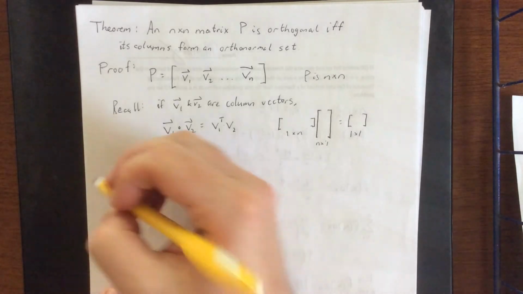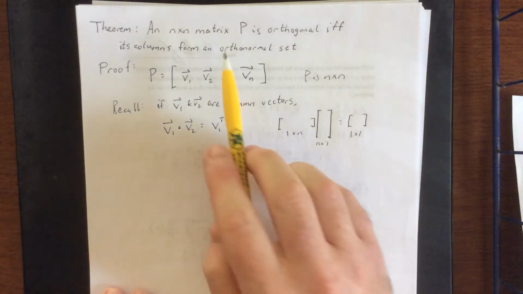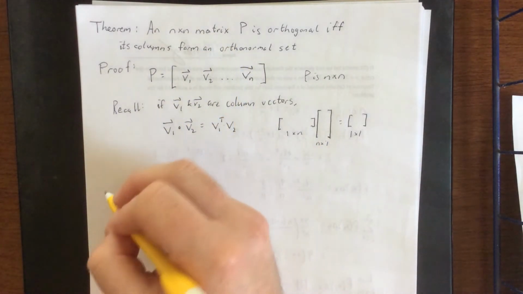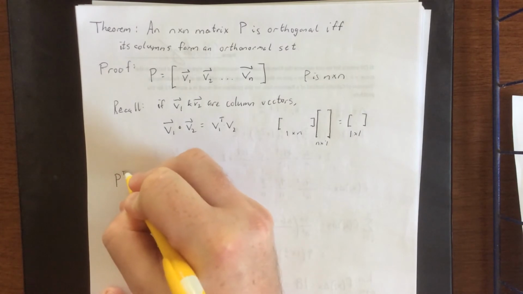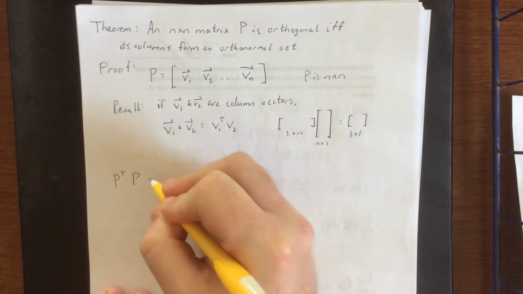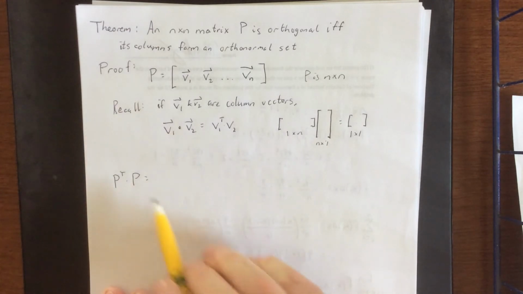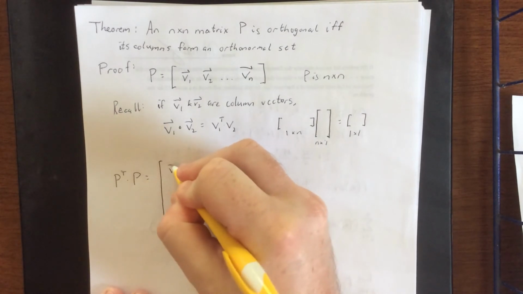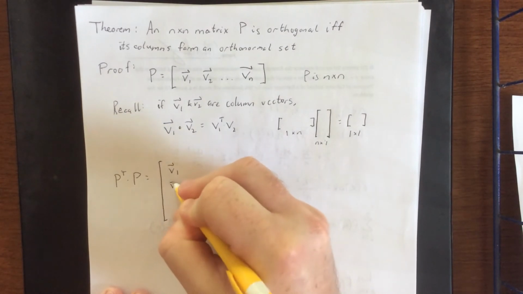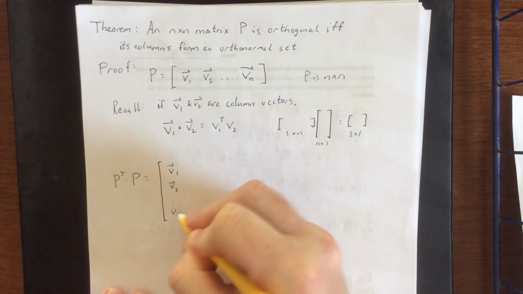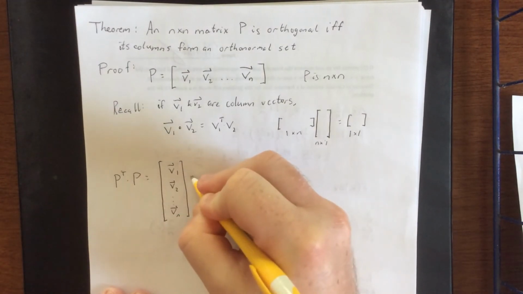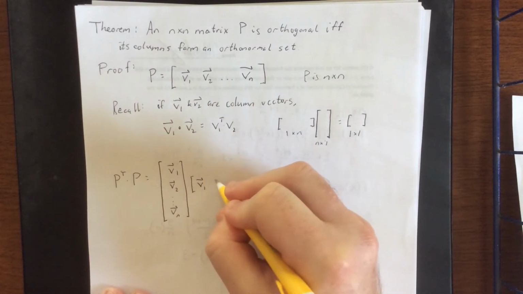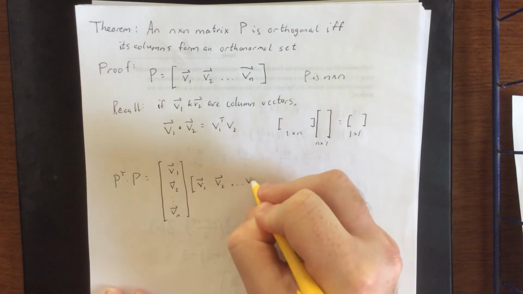So with that in mind, let's continue the proof. The way that we're going to prove that this is orthogonal is the same way that we proved the last matrix was orthogonal. We're going to take P transpose and multiply it by P. So we take these vectors and turn them into transposes. All of these vectors are going to become row vectors, all the way down to Vn. And for the matrix P, all of these are simply going to remain as column vectors: V1, V2, all the way to Vn.